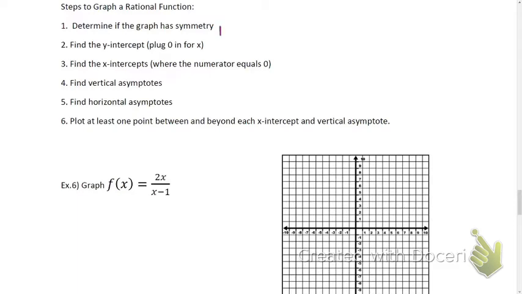All you need to do to check for symmetry is plug in negative x. So when you plug in negative x, you get f of x, meaning I plug in negative x, I do some simplifying, and I get the exact same function that I started with, then there is y-axis symmetry.